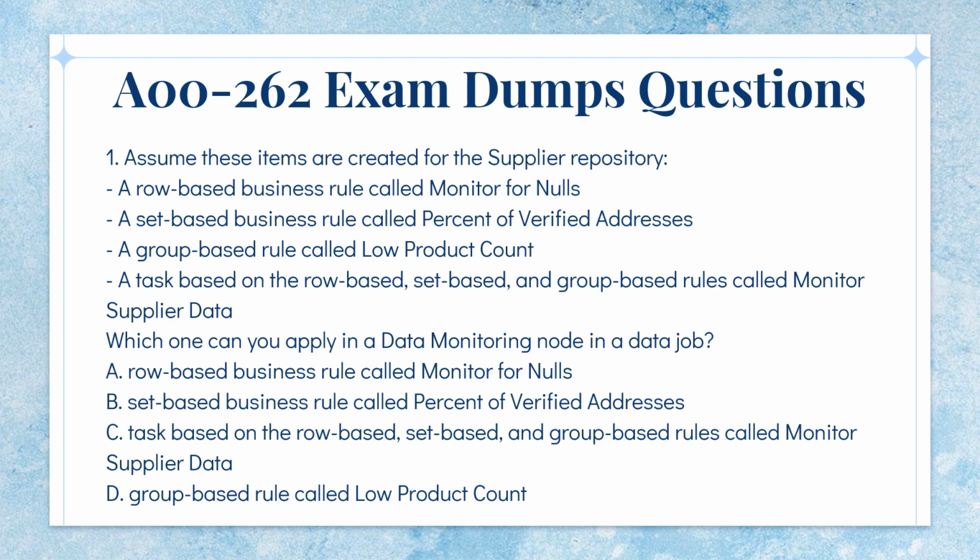A. Row-based business rule called Monitor for Nulls. B. Set-based business rule called % of verified addresses. C. Task based on the row-based, set-based, and group-based rules called Monitor Supplier Data. D. Group-based rule called Low Product Count.